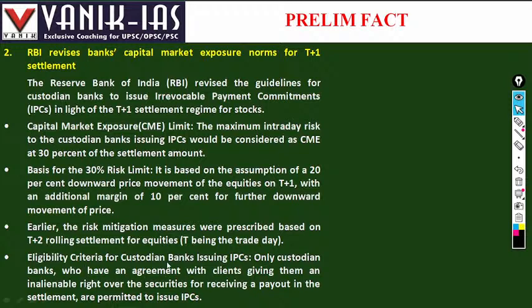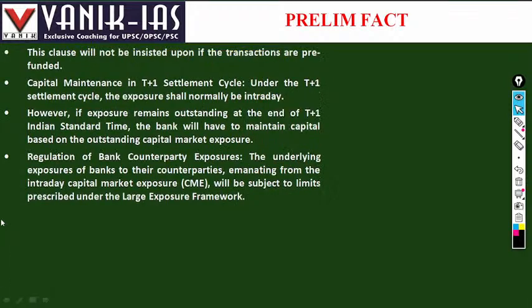Eligibility criteria for the custodian bank issuing IPC: only custodian banks who have an agreement with the clients giving them an inalienable right over the security for receiving a payout in the settlement are permitted to issue the IPCs. This clause will not be insisted upon if the transactions are pre-funded.